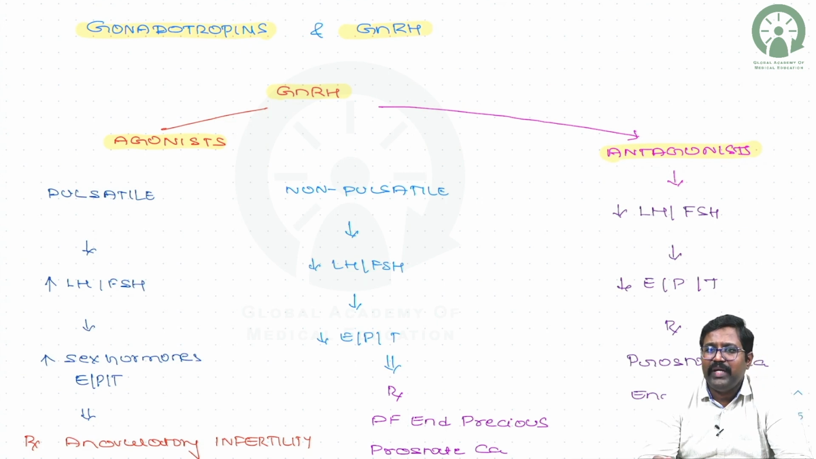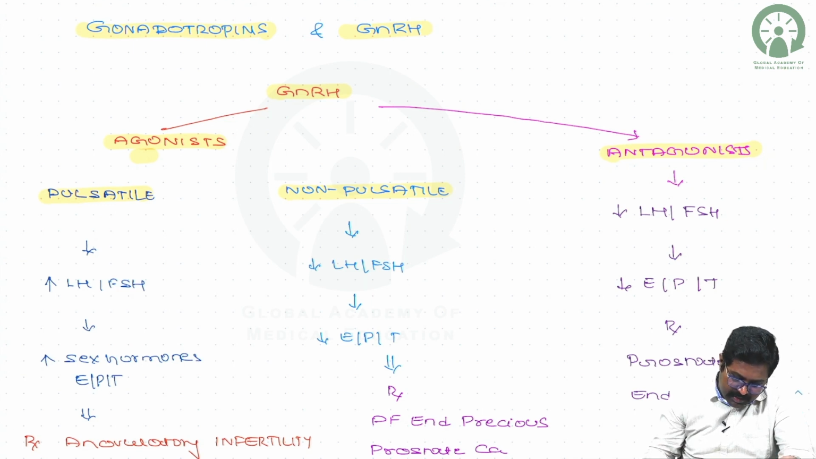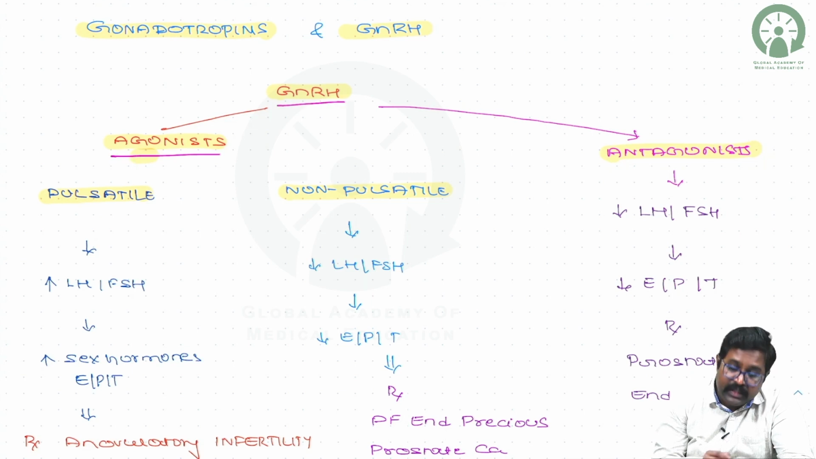used, are there any side effects, and if it is given through the agonistic route, if you are giving it in a pulsatile and non-pulsatile manner, what happens? Pulsatile means you are giving it every 90 minutes, non-pulsatile means once in a day. So let us see here. If this gonadotropin releasing hormone agonist is given in a pulsatile manner, that means it is administered every 90 minutes, and non-pulsatile means it will be given daily once.